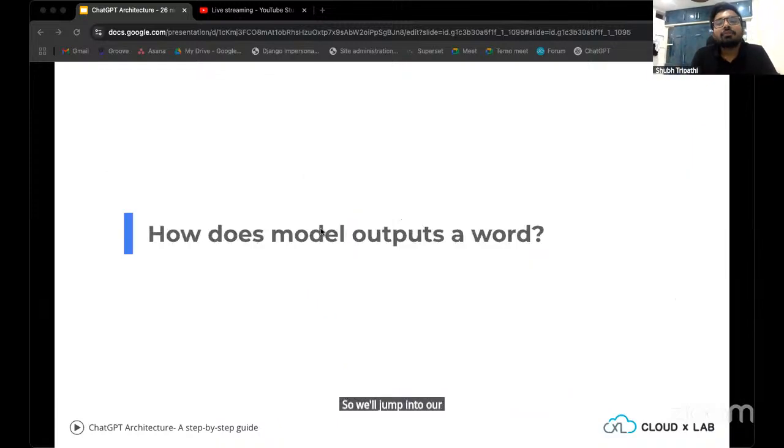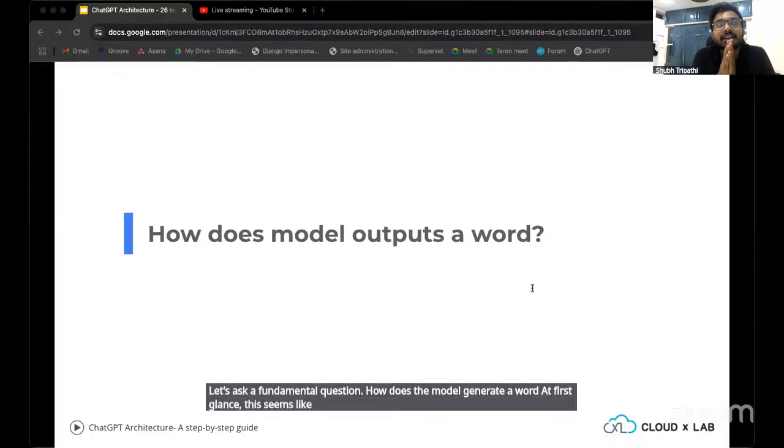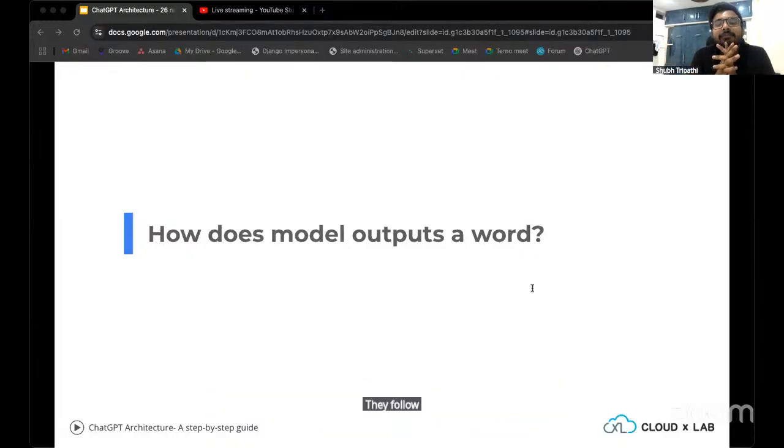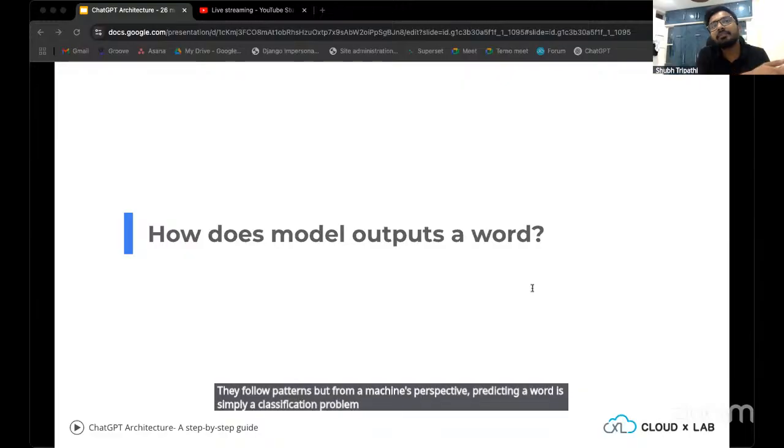Now we know how a neural network works. Let's ask a fundamental question: how does the model generate a word? At first glance, this seems like a tricky problem. After all, language is complex, and words are not just random sequences of letters. They follow patterns. But from a machine's perspective, predicting a word is simply a classification problem, like classifying whether an image is of a cat or not. This is a simple classification problem.